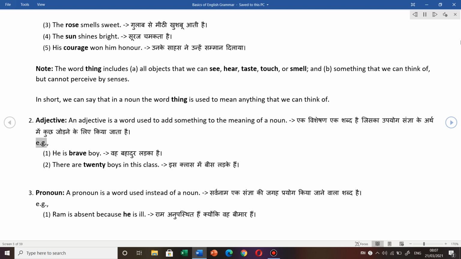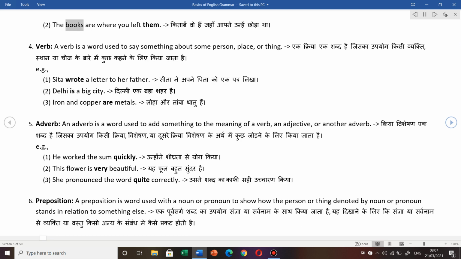For example, he is a brave boy. There are 20 boys in this class. Pronoun. A pronoun is a word used instead of a noun. For example, Ram is absent because he is ill. The books are where you left them.